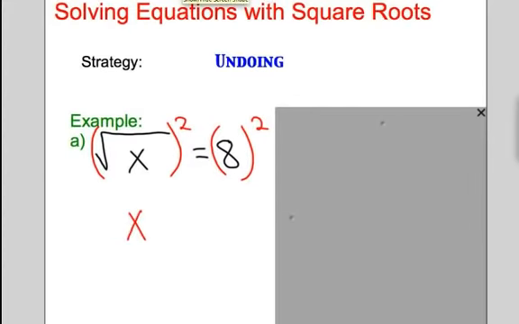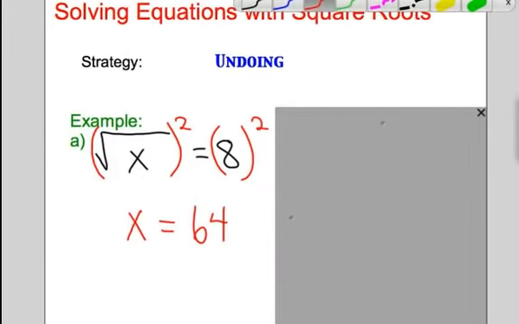That leaves me with x alone. The other side is 8 squared. That is 64. Now I should be able to check my answer. Apparently I'm done. It was that easy.